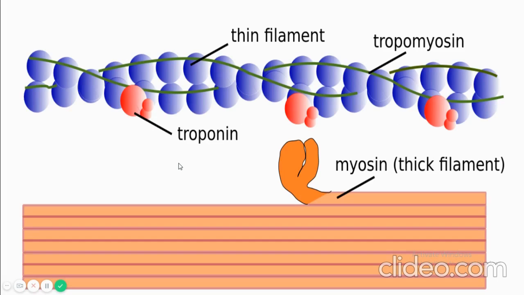As the calcium came and bound to troponin, the troponin and calcium complex binds to the tropomyosin and shifts that tropomyosin away from the myosin binding sites of the actin.